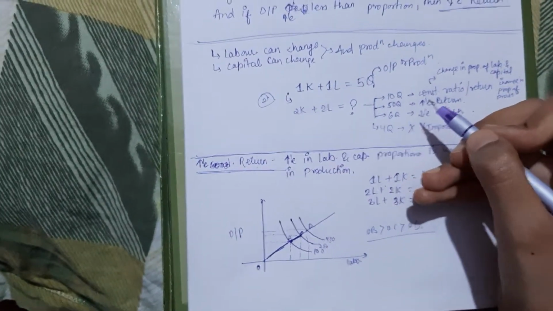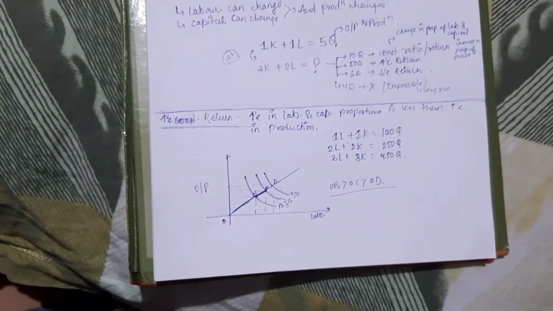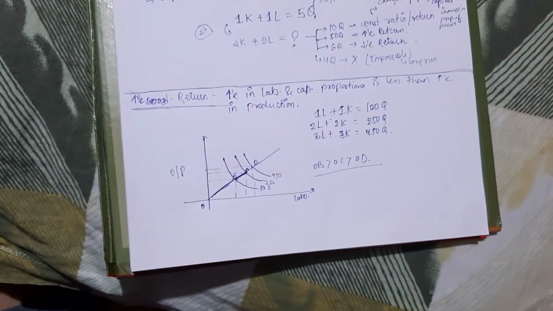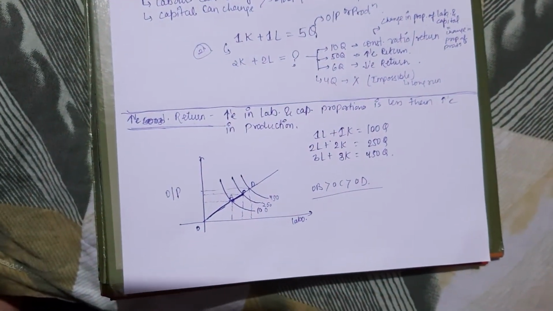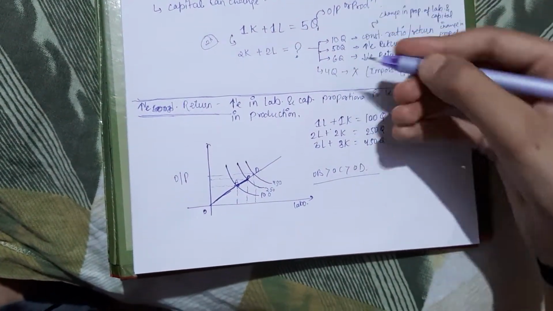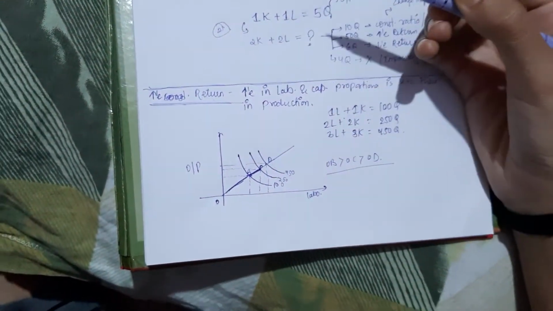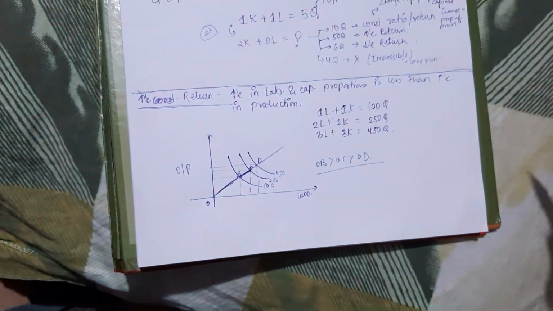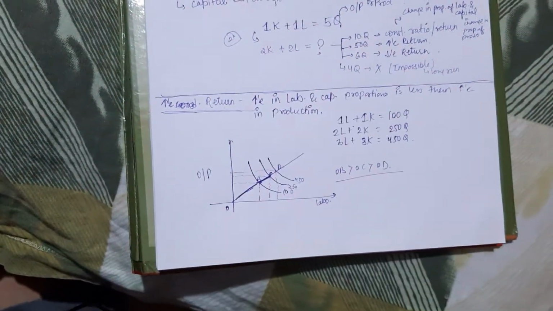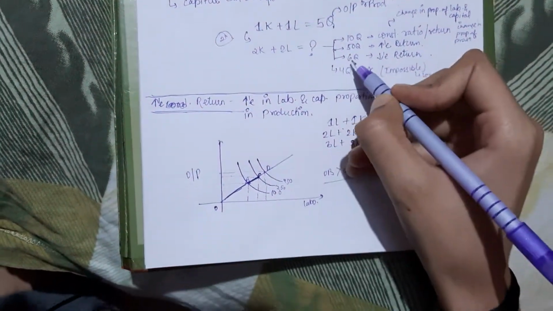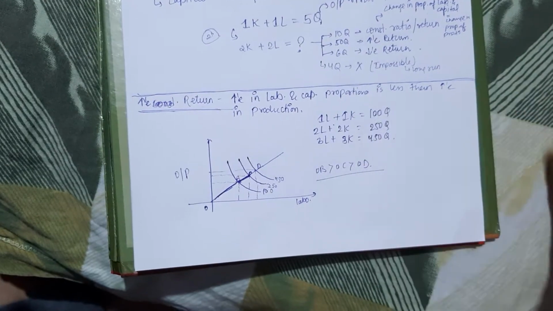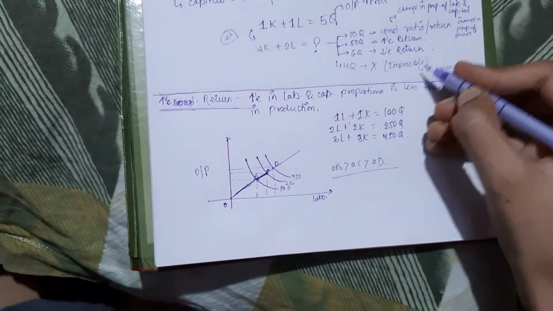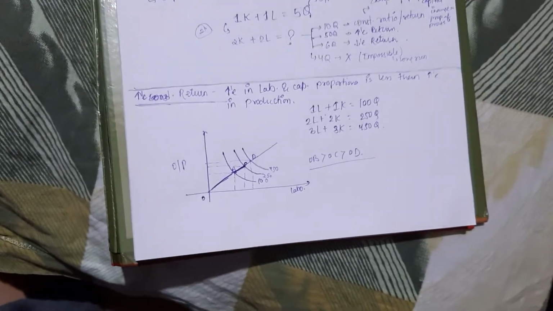And if my production increases more than the increase in the proportion of capital and labor, then it is known as increasing return. We can say in this case, I double my capital and labor, but my production increases 10 times, more than the proportion of capital and labor. And the third case is that my production increases but not in the same ratio as capital and labor, then it is known as decreasing return.